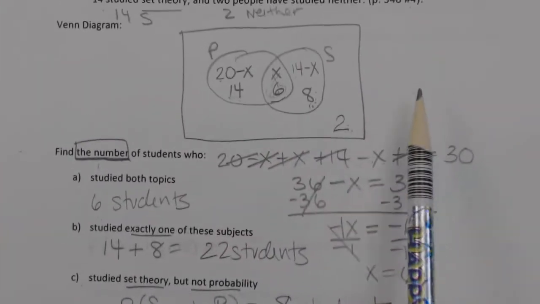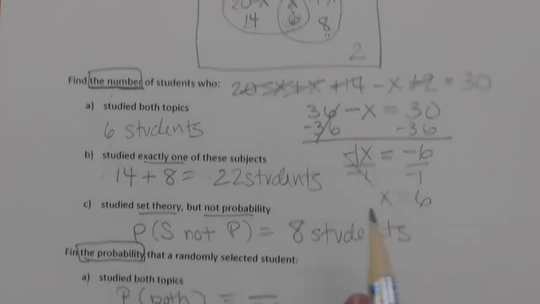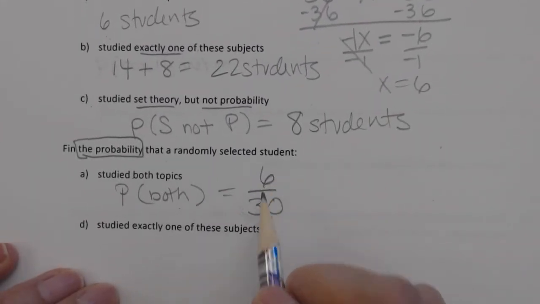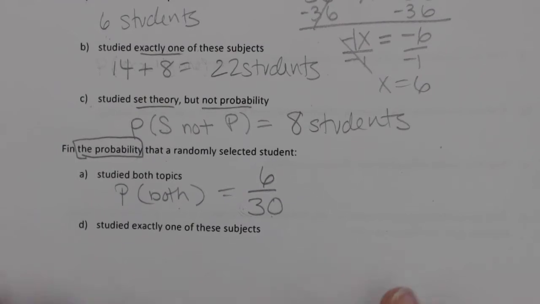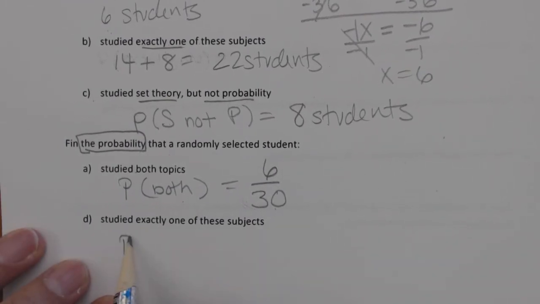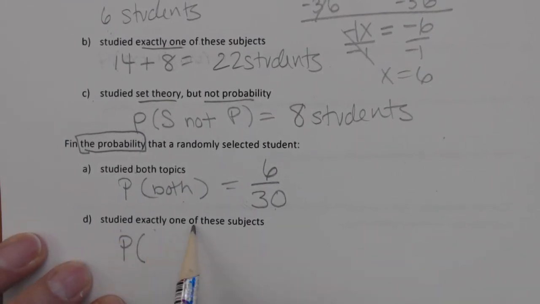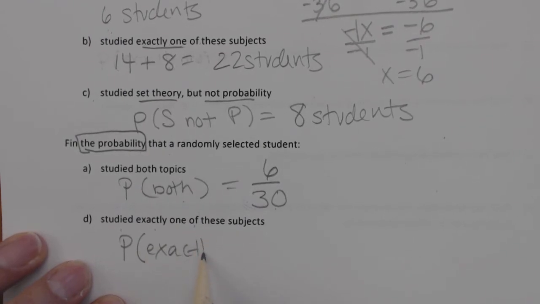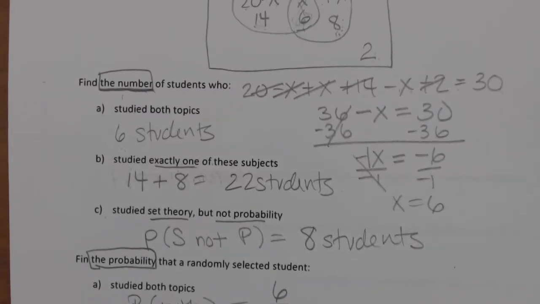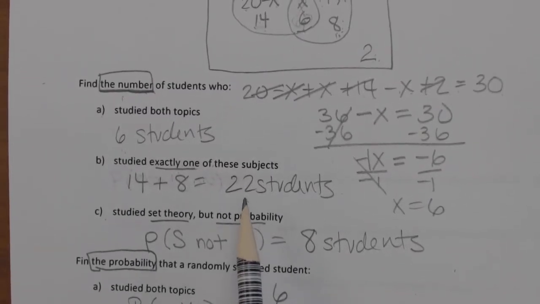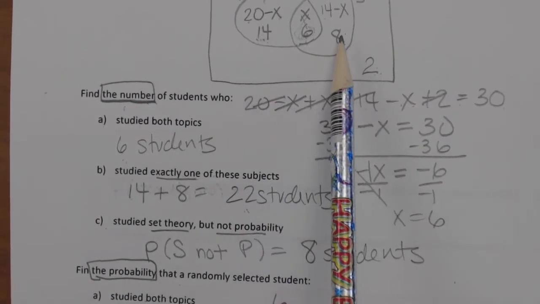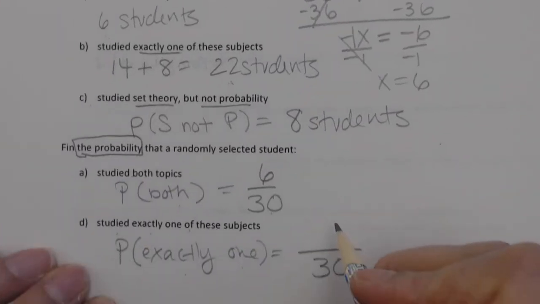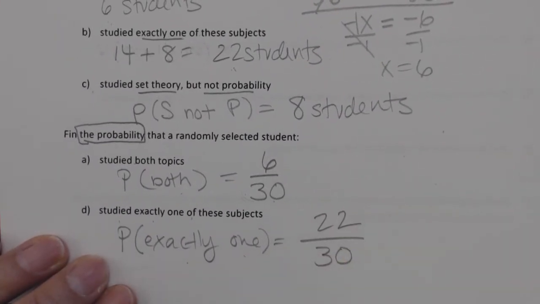Both, we're going to look up at our both, and we found that was 6. So that studied both is 6 out of 30 students. And probability, studied exactly one. Again, set this up. Number on the bottom, total number of students. How many exactly one? Well, we have that from a previous question, which is 22. We got the 22 by adding just probability and just set theory, so we can write that number in 22.